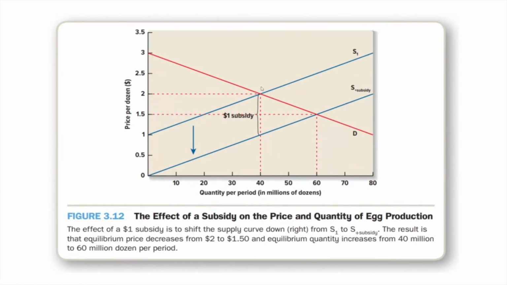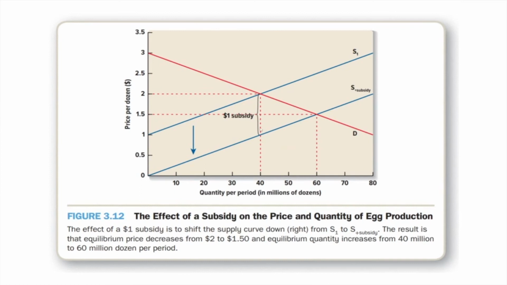So effectively then the equilibrium point, the point of which the price would be $2 a dozen. We can see that $2 a dozen and the demand would be 40 million dozen. So $2 and 40 million dozen. So let's assume then that there is a $1 subsidy put in place, a $1 subsidy. And that will shift the supply curve down. So we're going to see the supply curve move from right here down to right here.